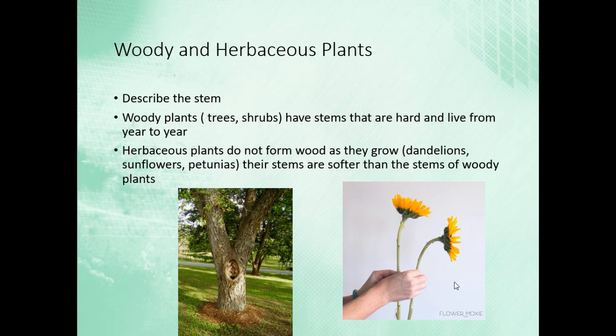Woody and herbaceous plants, so that's one group. We describe the stem. Woody plants are like your trees and shrubs. They have stems that are hard and they live from year to year. So that would be something like this, meaning that it doesn't actually die off in the winter. Herbaceous plants do not form wood as they grow, things like dandelions, sunflowers, petunias. I know sunflower stems tend to look really rugged, but normally they're green. Their stems are softer than the stems of the woody plants, so they are going to die off year to year. They don't go dormant, they actually die.